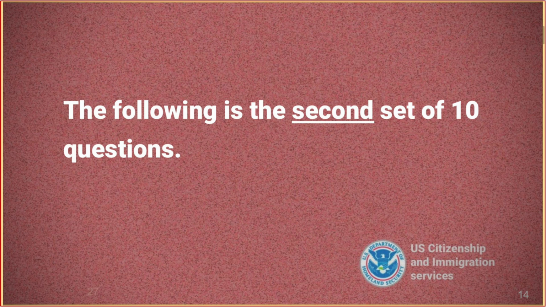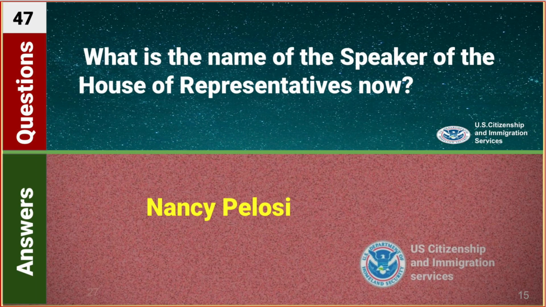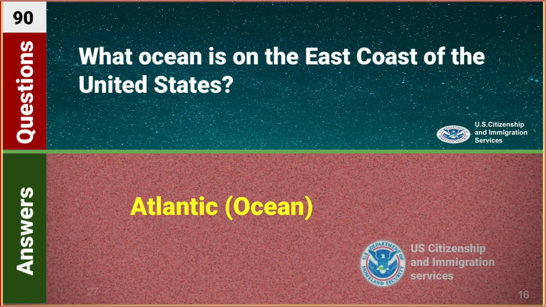The following is the second set of 10 questions. What is the name of the Speaker of the House of Representatives now? Nancy Pelosi. What ocean is on the east coast of the United States? Atlantic Ocean.